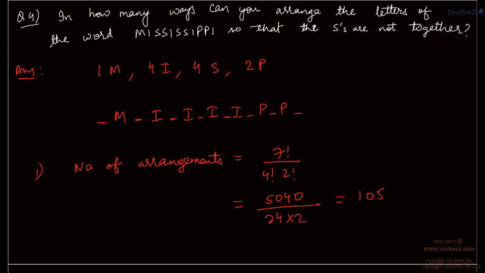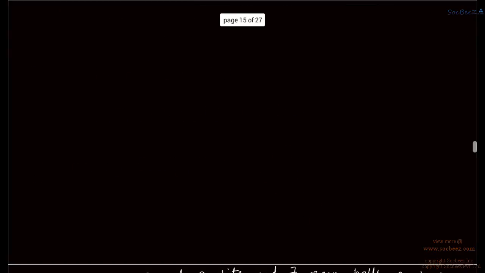Now the remaining task is putting the S's in the blanks. So there are 8 different blanks here. And since there are 8 blanks and only 4 S's for us, we can choose those 4 places to fill these S's in 8C4 ways. Right? For S's we have 8C4, that is 8 factorial by 4 factorial by 4 factorial. This gives us 70.